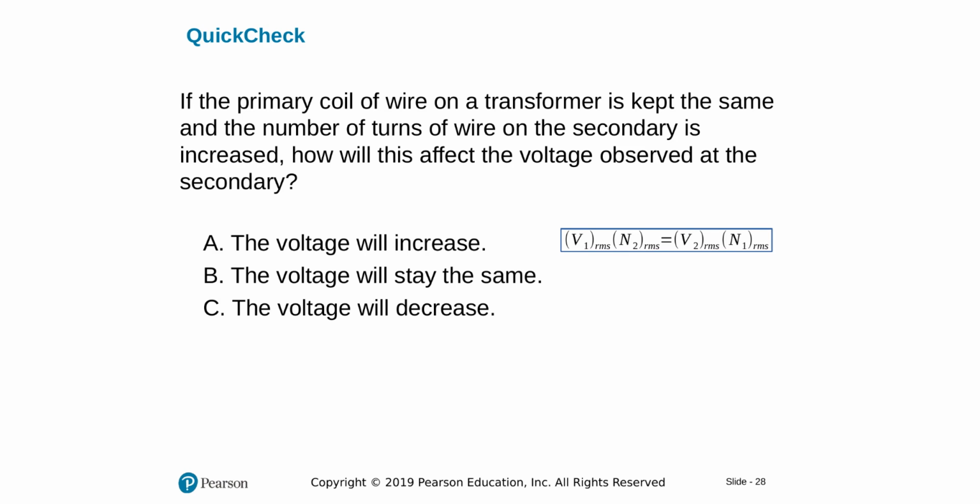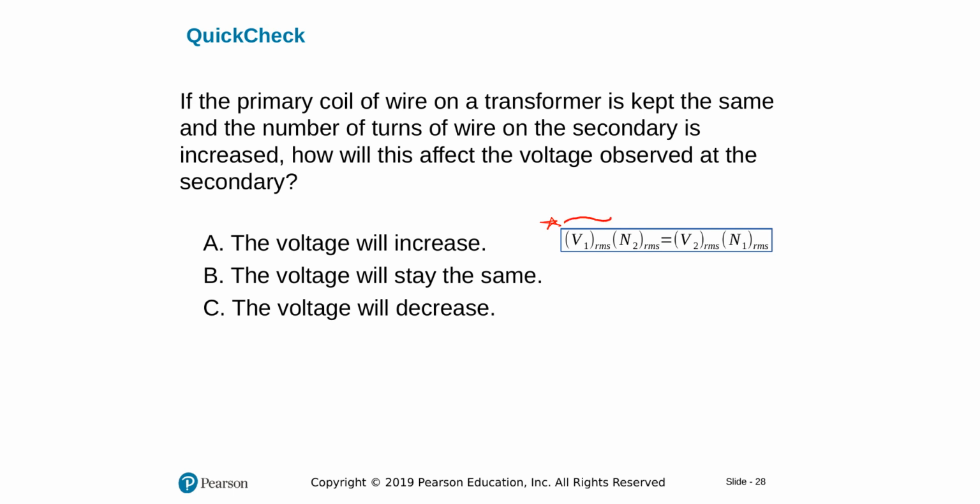Question here: if the primary coil of wire on a transformer is kept the same and the number of turns of wire on the secondary is increased, how will this affect the voltage observed at the secondary? I'm going to go to this equation for that. I'm interested in voltage and turns.